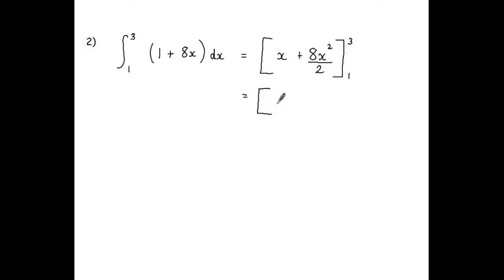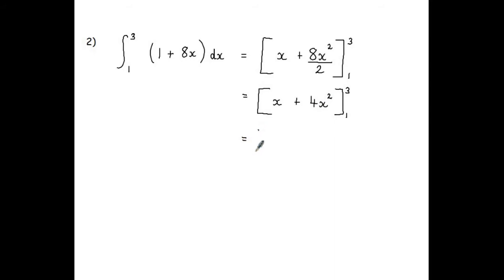So square bracket open, we have our x. 8 divided by 2 here goes down to 4x squared. Close the square bracket, 3 and 1. Now we're going to substitute and subtract. So we're going to substitute the 3 in first. Remember, you substitute it everywhere where you have an x.